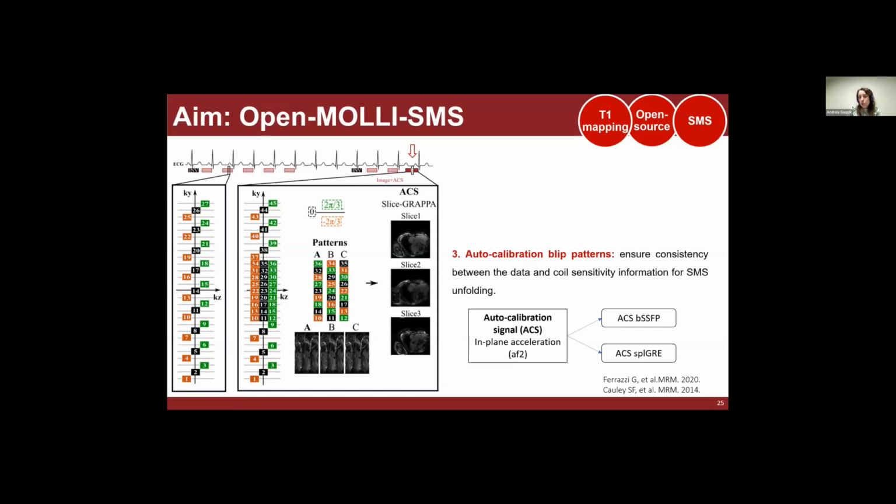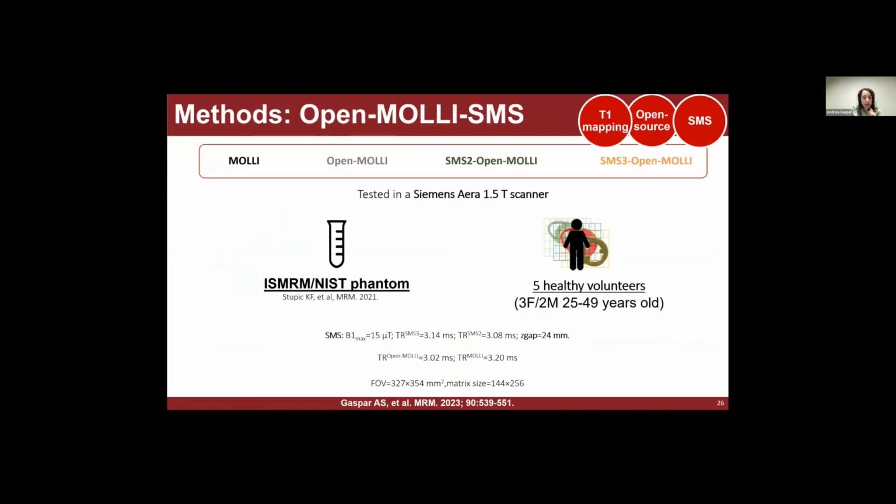And we tested two types of calibration, one with a balanced steady state precession and another one with a spoiled gradient echo. In terms of testing, we did it in a phantom and in 5 healthy volunteers. In this case, we tested MOLLI, open MOLLI with SMS2, where two slices are excited at the same time, and open MOLLI with SMS3, where three slices were excited.